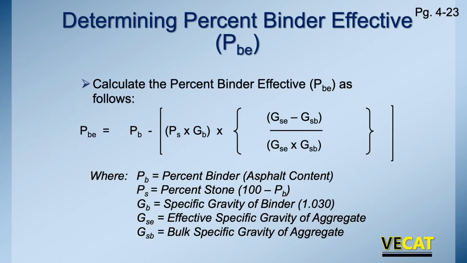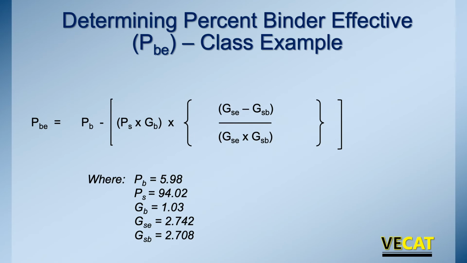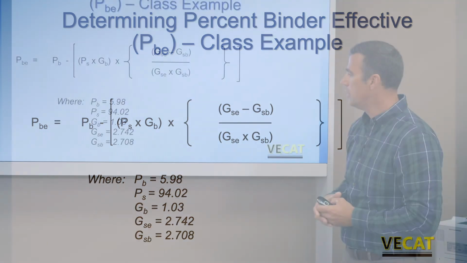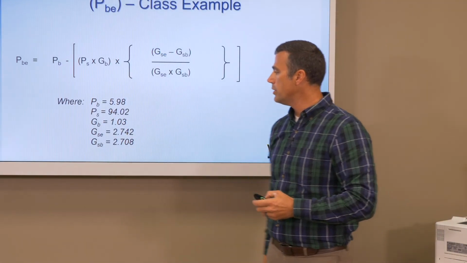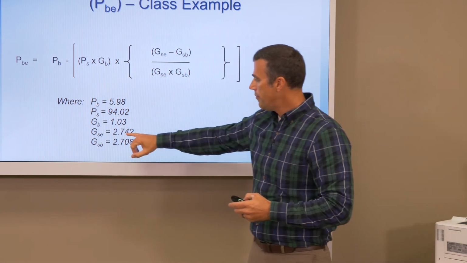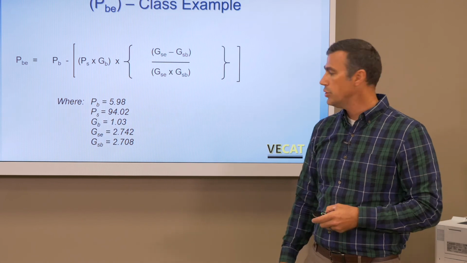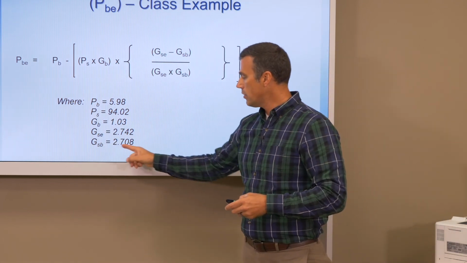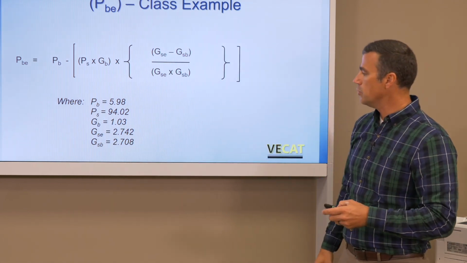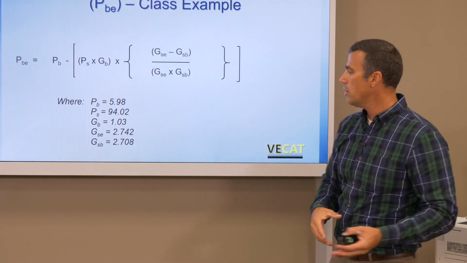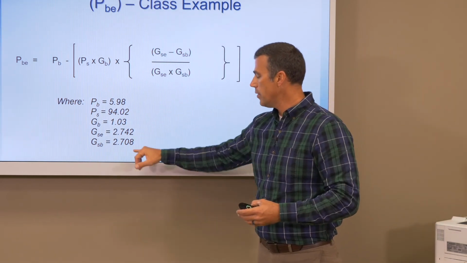So we already have all the information we need. So if we bring those numbers into our equation, remember our percent binder was 5.98. Subtract that from 100, and that gives you the percent stone of 94.02. So that's the two percentages of the main components. And then the gravity of the binder is 1.03. The effective gravity of the stone we calculated earlier to be 2.742. And the bulk gravity of the stone we calculated a few moments ago as well. Remember, using the correction factor, and that gave us 2.708.